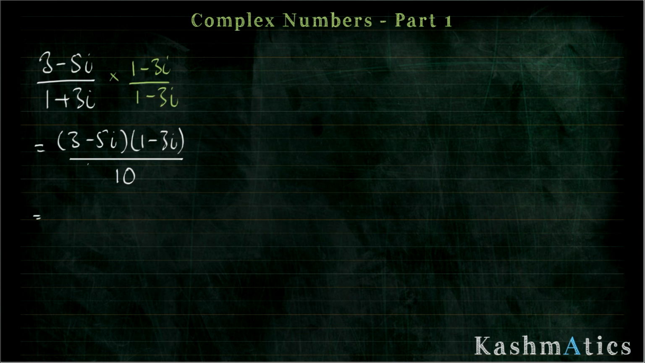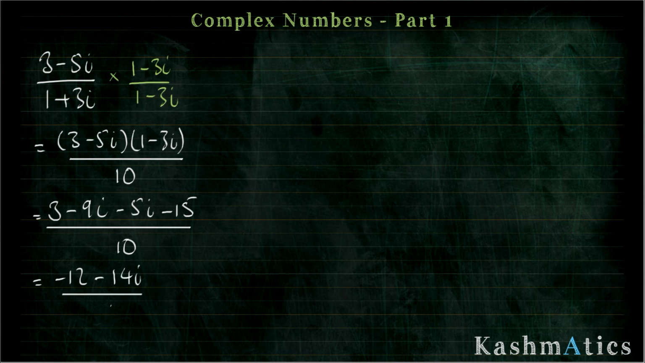Now I'm going to expand the top. I don't like to do too much in one go because it's too much information to hold in my head. So I've got 3 times 1, which is 3, minus 9i, minus 5i, and minus times minus is normally a plus, but because they're both imaginary, it'll be a minus 15. All over 10, and let's put that together. So 3 take away 15 is minus 12, minus 9 take away 5 is minus 14i, all over 10, and that simplifies to minus 6 minus 7i over 5, and normally these get split up. So minus 6/5 take away 7i over 5.